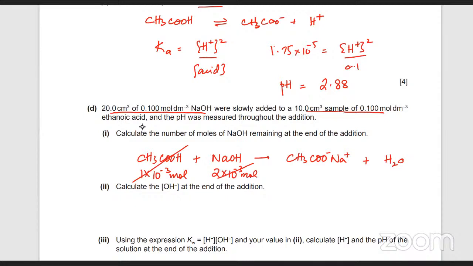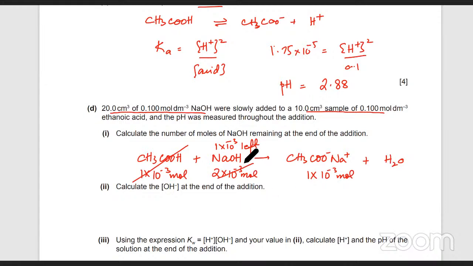और ये पीछे कितना रह जाएगा? 1 times 10 power minus 3 is left. और आगे salt कितना प्रोड्यूस हुआ है? That's 1 times 10 power minus 3. क्योंकि it's 1:1, so 1 times 10 power minus 3 reacts with 1 times 10 power minus 3. So 2 में से ना 1 is left, and it's going to produce 1 times 10 power minus 3.